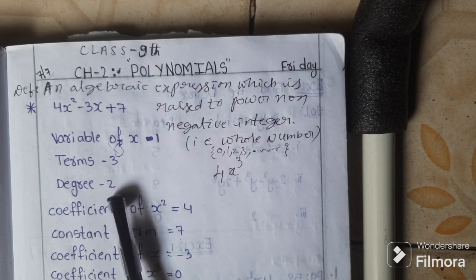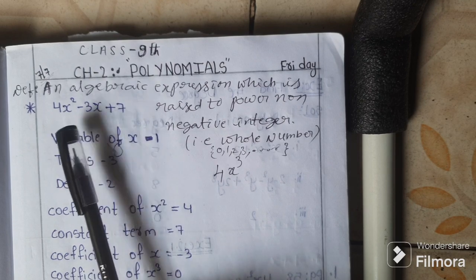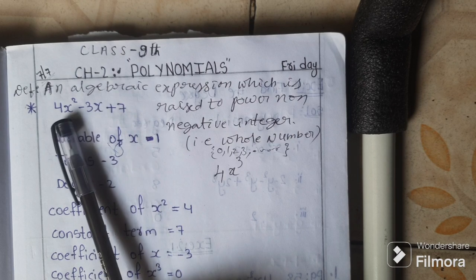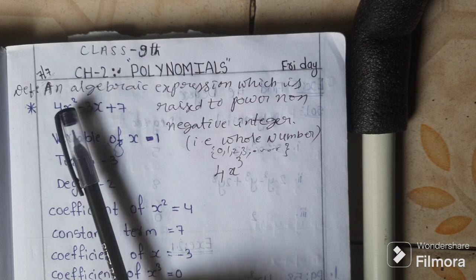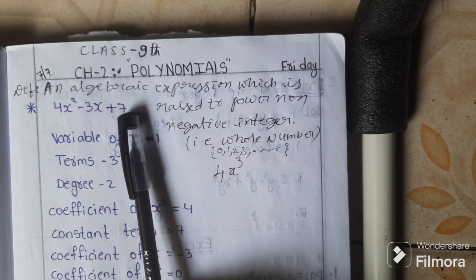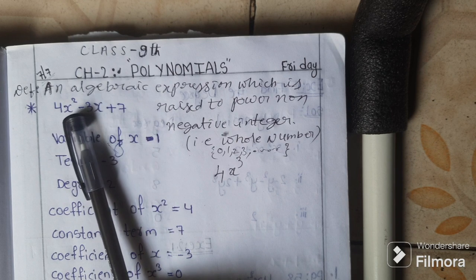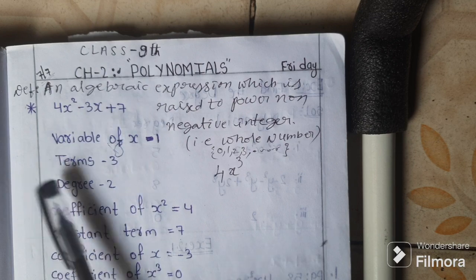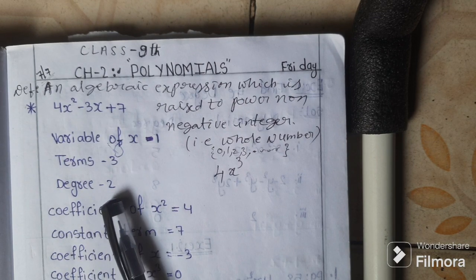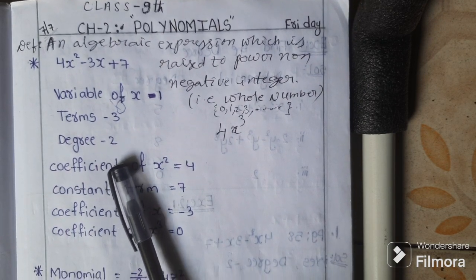Degree means what? The highest power of a variable is called degree. Here x power is 1 only in 3x. Here x square, yes, x power is 2. In 7, x power is 0, and x power 0 means 1 only. You know that already. So here the highest power of x is 2, that's why the degree is 2. Degree means the highest power of the polynomial.